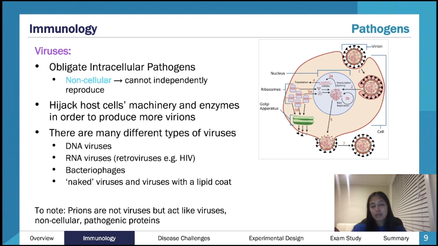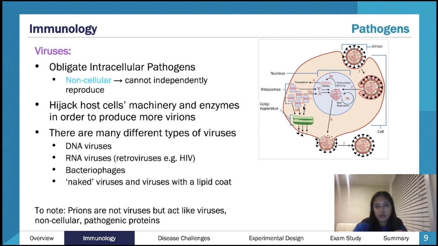It will insert its genetic information into the nucleus. We've got transcription going, and then we'll have translation going. Those proteins that the genetic information codes for are obviously just to create more virus particles. As you can see here, we've got our spike proteins and stuff like that.